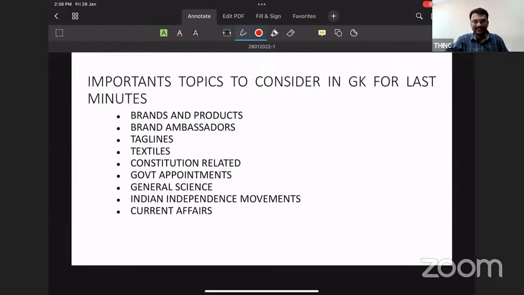We will also be providing similar content. For general science, it's better to go through the NCERT books if possible. I think last minute it is a tedious process. Even so, if you have a good hold over your NCERT textbooks, it's a very good source for general science.